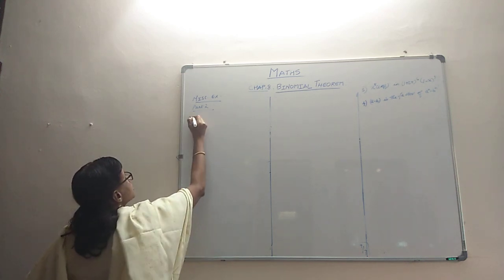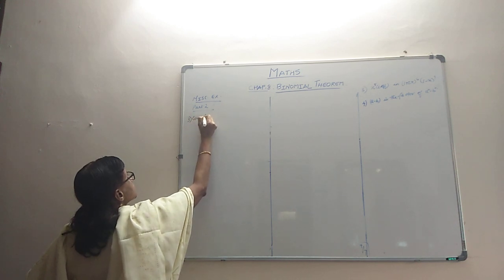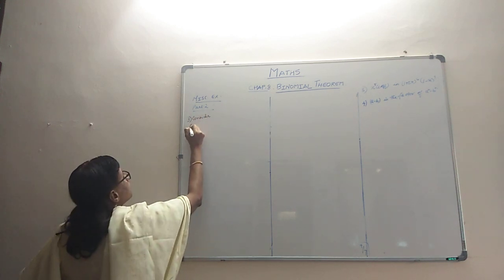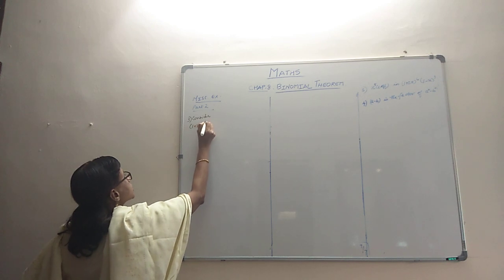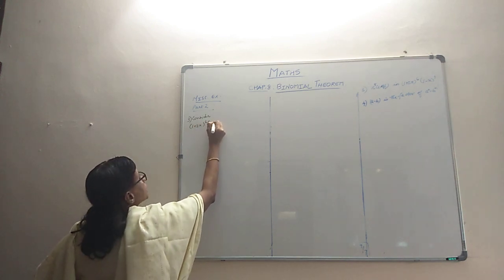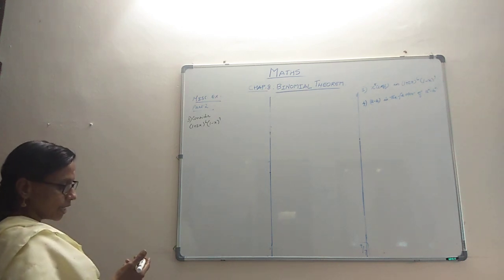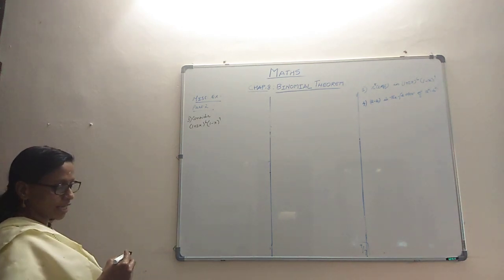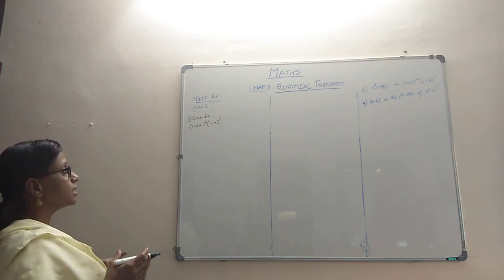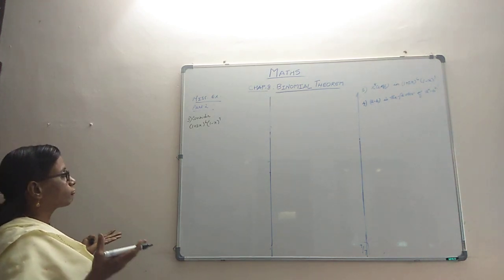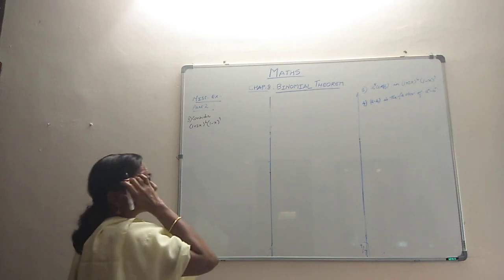We consider the product first. We are considering (1 plus 2x) raised to 6 and (1 minus x) raised to 7. We analyze in what all cases we are able to get x raised to 5 as a term. So under what all cases?